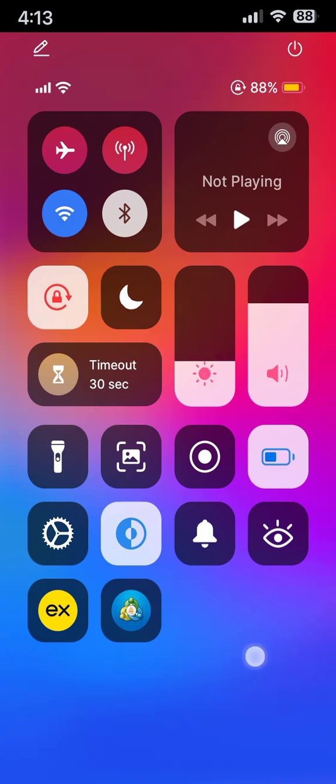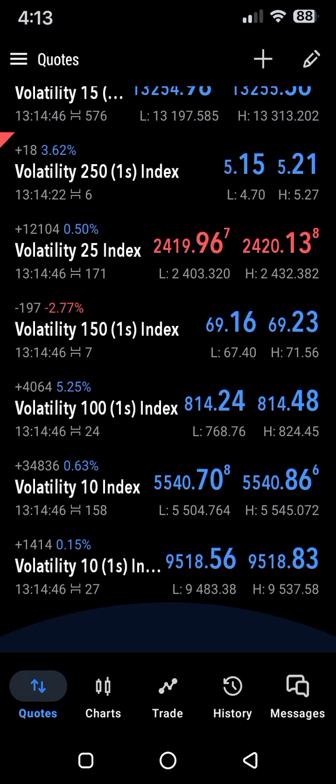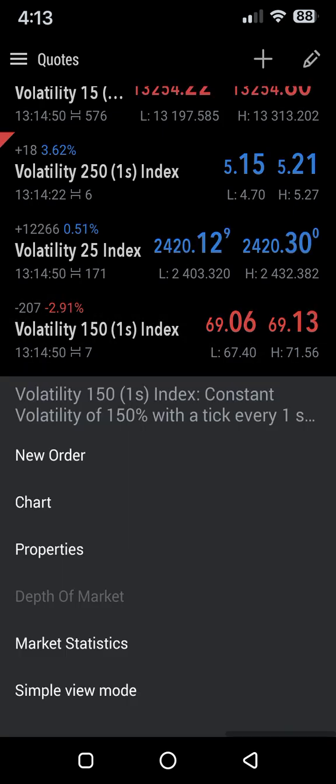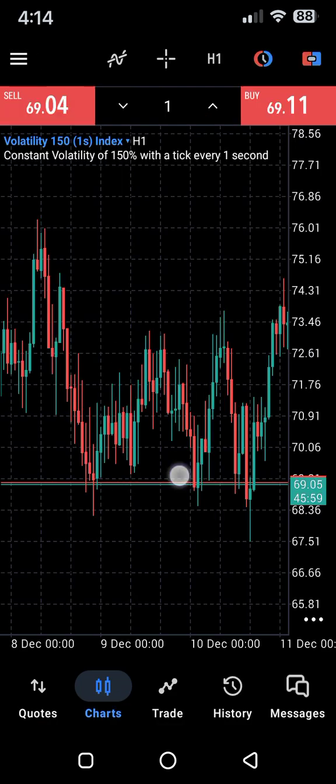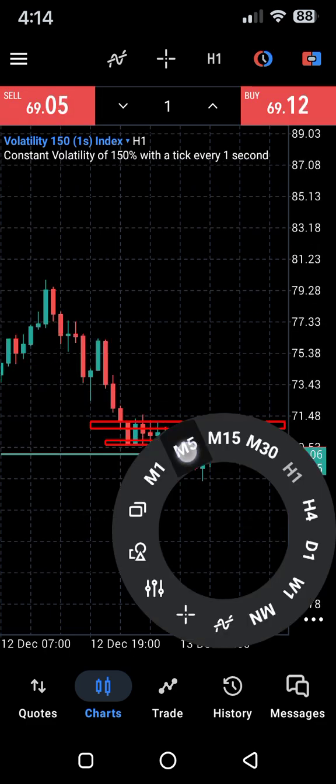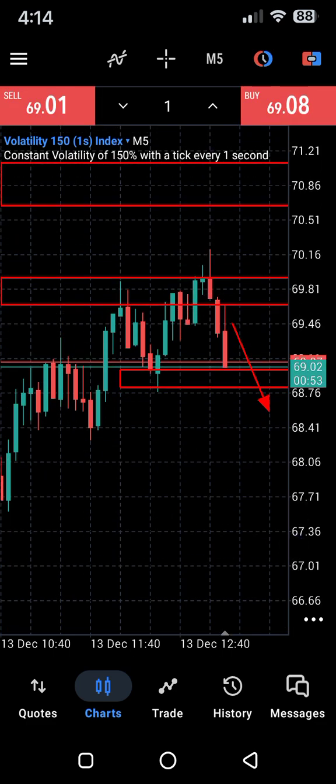Okay, I'm going to be explaining some trades on some of these pairs, the volatility indexes. I'm going to show you guys how you can trade the volatility indexes using the ICC method. So in the ICC method, with the volatility indexes, you only trade them by waiting for confirmation.